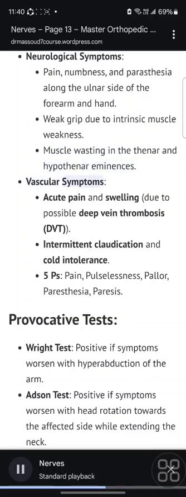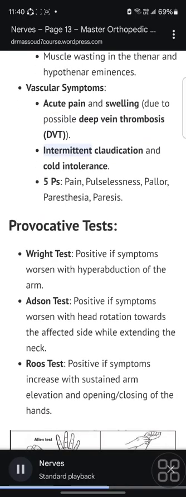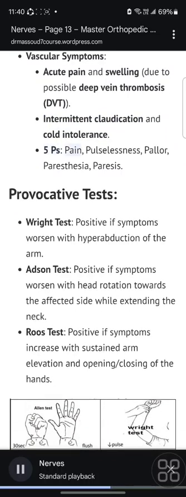Vascular symptoms: acute pain and swelling, due to possible deep vein thrombosis, DVT. Intermittent claudication and cold intolerance. 5 Ps: pain, pulselessness, pallor, paresthesia, paresis.